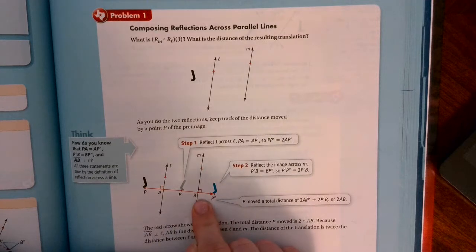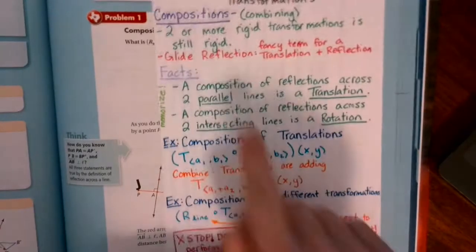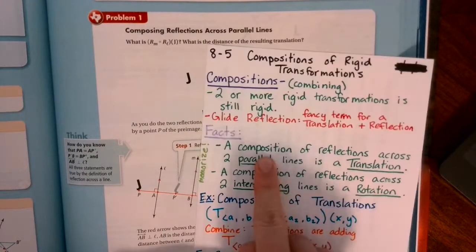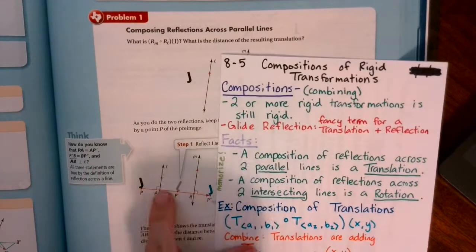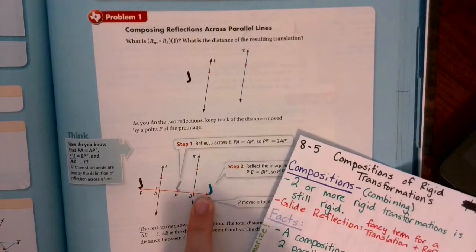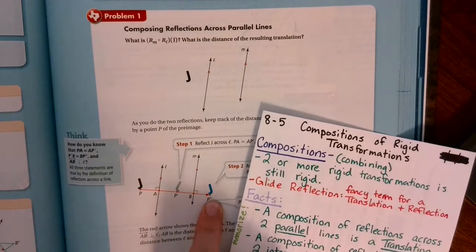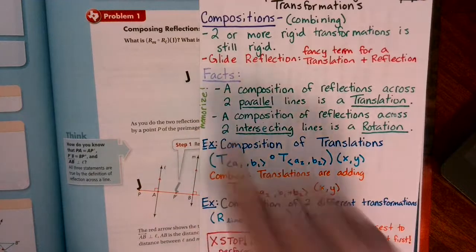Okay? So, what this means, what my little sentence here says, when we combine two reflections across two parallel lines, it's the exact same as just translating it. So reflecting twice across parallel lines is the same as translating. So I could have just called this a translation.